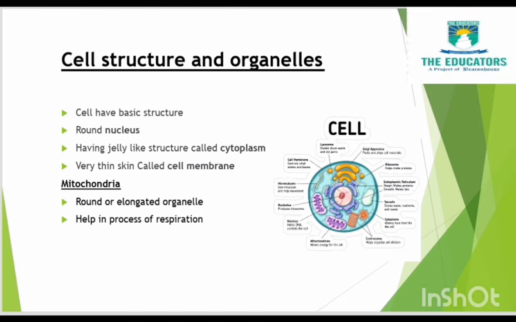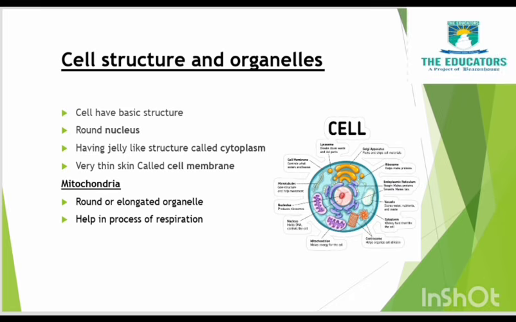Okay class, now move on to the next topic, that is cell structure and organelles. Basically, organelles are the workers or laborers that work for the functioning of the cell. Look at the slide, you can see cells have a basic structure. It means that every cell has the same basic structure, but there are two to three organelles that are present in the plant cell and not present in the animal cell. Likewise, every cell has a round nucleus, and the nucleus is the control system of the cell. Next is cytoplasm. Every cell has a jelly-like substance, a fluid that helps to float the organelles inside the cell.